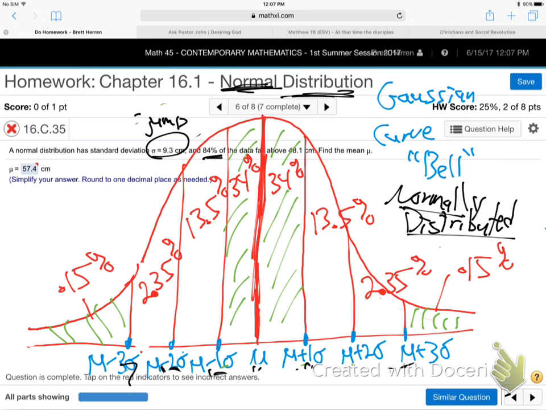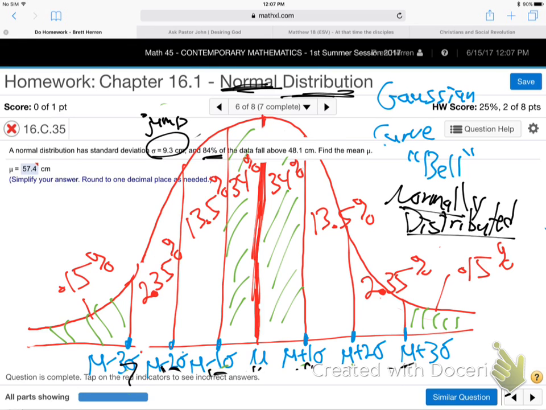And 84% of the data, I can't read this up here, what does it say? Fall below 48.1 centimeters. Okay. The standard deviation jump, the amount from line to line here, is 9.3. And 84% of the data fall above 48.1 centimeters. Okay. Hold on for a minute.